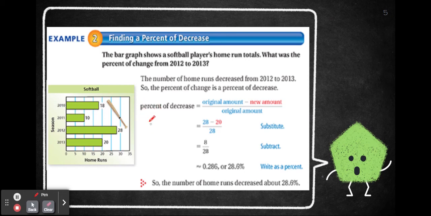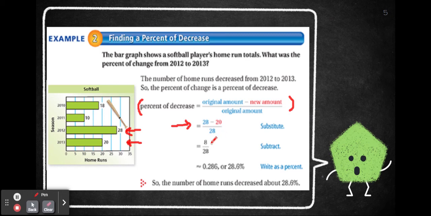If we're trying to find the percent of change from 2012 to 2013, those are the 2 numbers that I'm most interested in here. So from 2012 to 2013, as time passes, the amount goes down from 28 to 20. Because it goes down, I know it's a decrease. As always, our formula here for percent of change would be the greater amount minus the smaller amount divided by the original amount. Since 28 is the greater amount, we'll subtract 20 and divide that by 28.